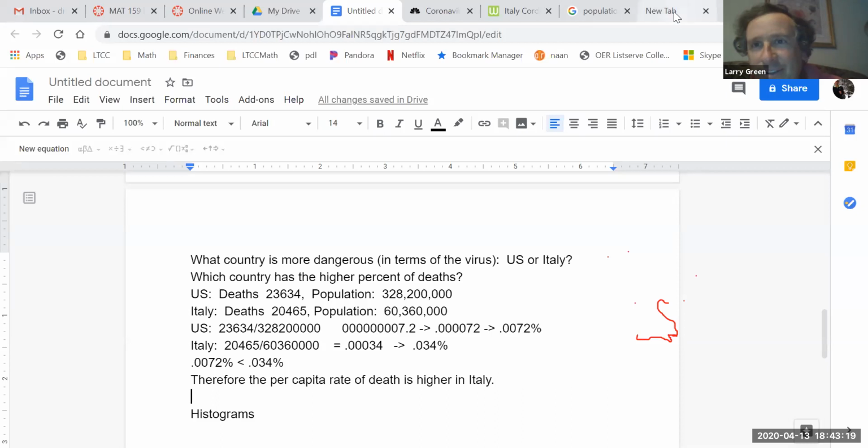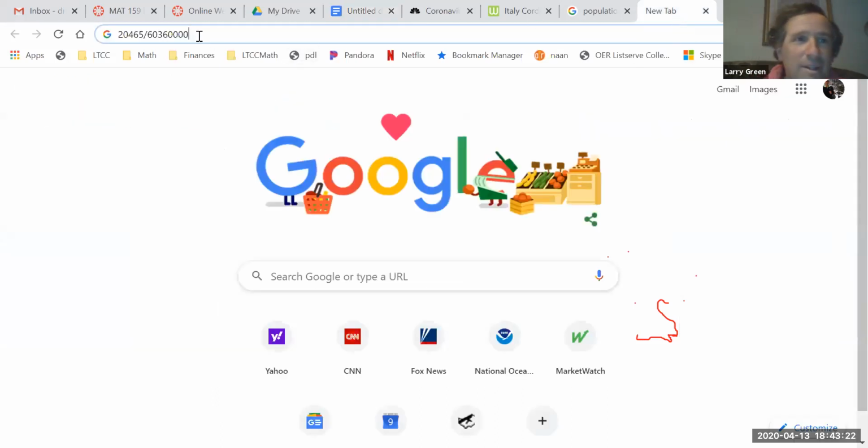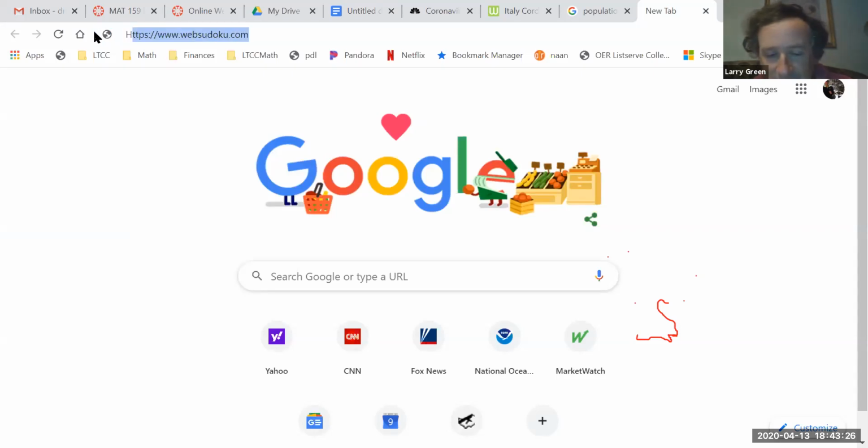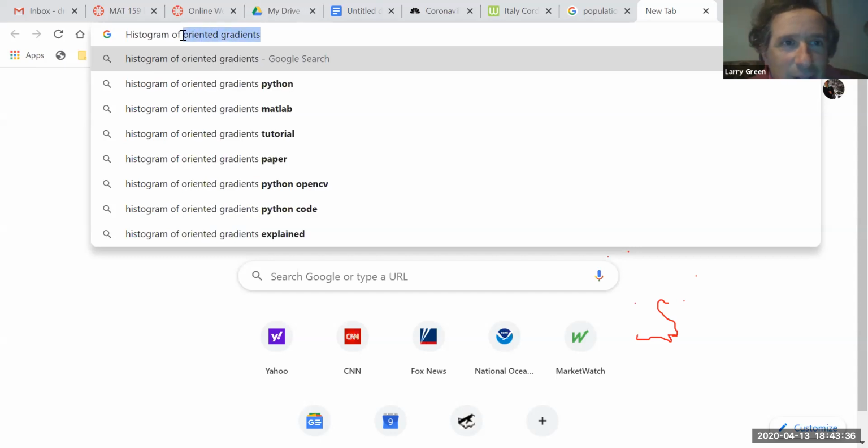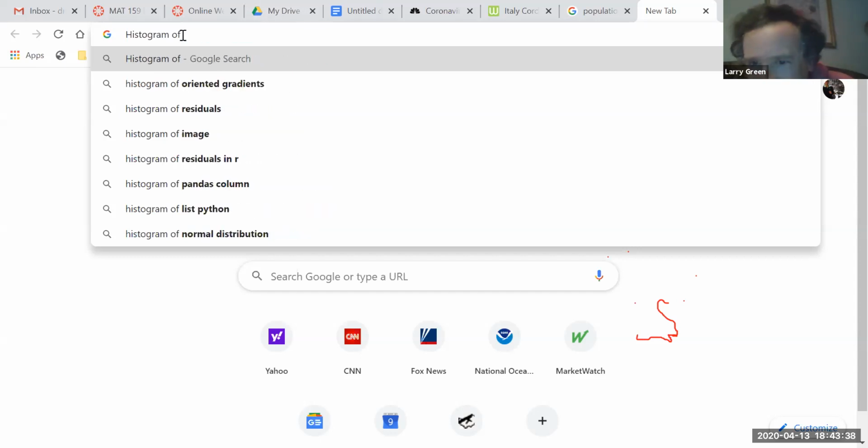All right, well, if you don't know, let's do a histogram, of something you're interested in. Definitely not histogram of oriented gradients, that's what Google wants to do. Yeah, it's a chart, and it's a special kind of chart. So let's take a look at an example. How about a histogram of majors?